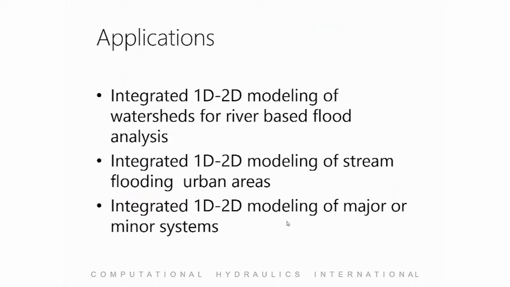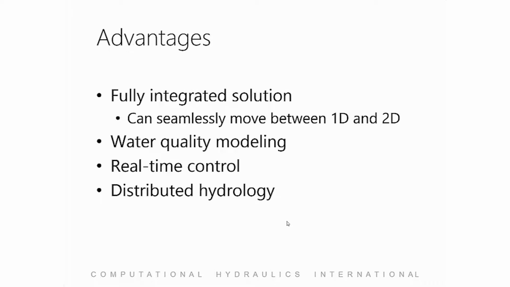So just as a recap, some applications include integrated 1D-2D modeling of watersheds for river-based flood analysis, integrated 1D-2D modeling of stream flooding for urban areas, and integrated 1D-2D modeling of major and minor systems or dual drainage systems. Some advantages are that you can have a fully integrated solution, so you can seamlessly move between 1D and 2D. I'll talk a bit more about that when I get to my demonstration. You can include water quality modeling. You can have real-time control, and you can also have distributed hydrology.